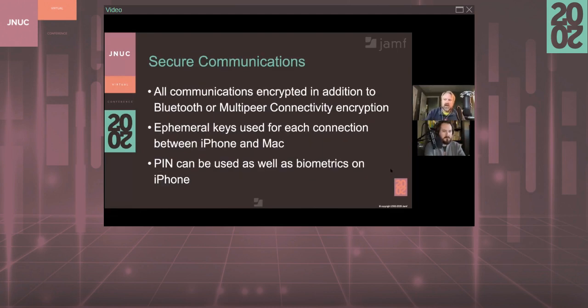Since I mentioned it earlier, I wanted to dive a little bit deeper into this. All the communications we do between the Mac and the iPhone are encrypted by our process, in addition to Bluetooth multi-peer connections being encrypted as well. So we didn't want to just trust what came in. We wanted to add an extra layer of authentication and encryption on top of that. And we've actually started using ephemeral keys. And we'll get into this a little bit.